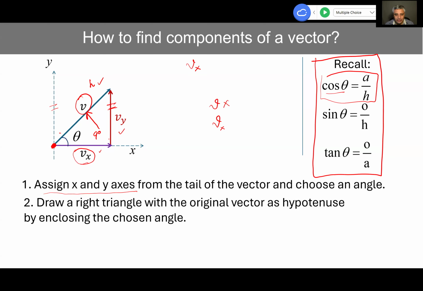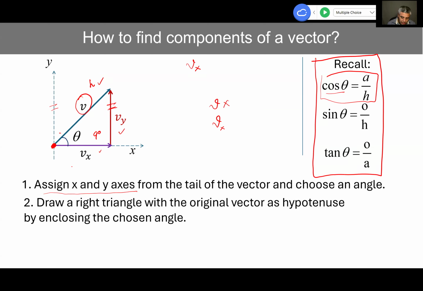Opposite and adjacent, right? Is this opposite or adjacent? Can you type that in the chat? The x component, is this the opposite side or the adjacent side for the given angle? Okay, I see a couple of responses there, mostly adjacent, and that would be right. So this is adjacent.